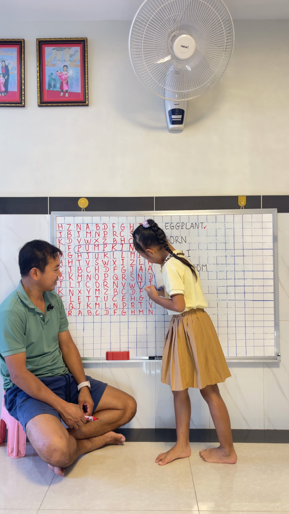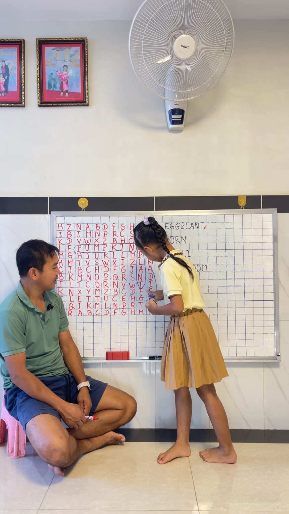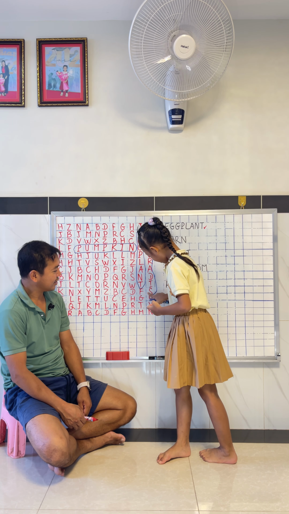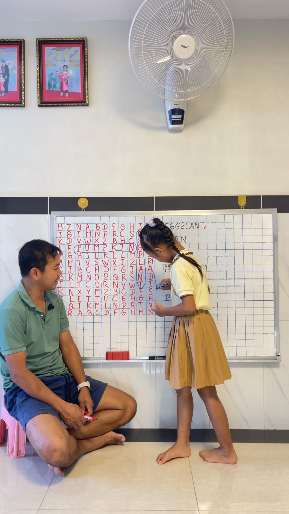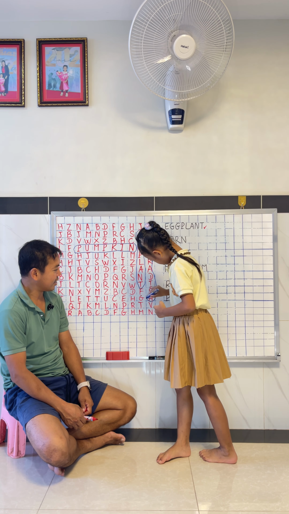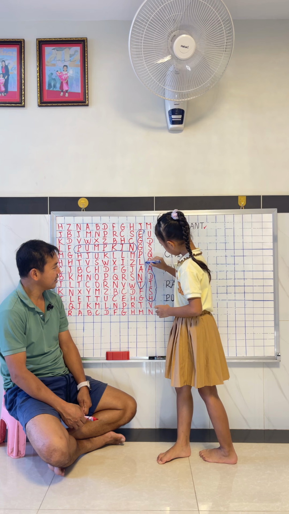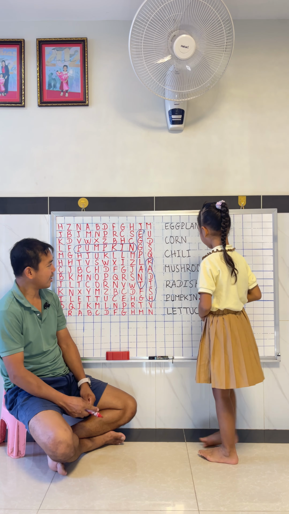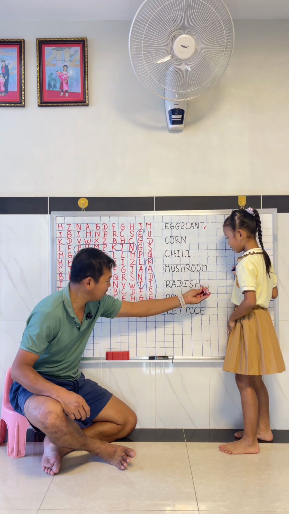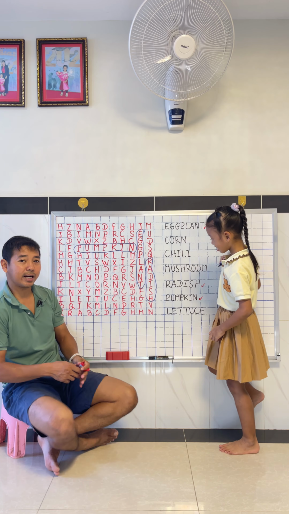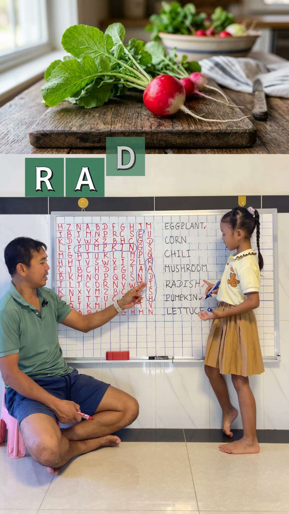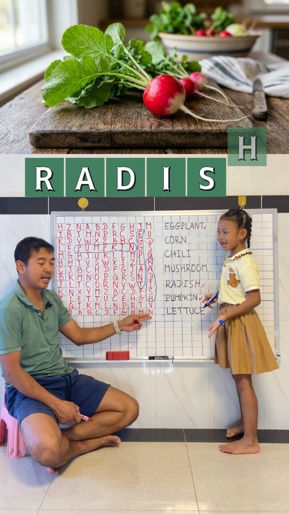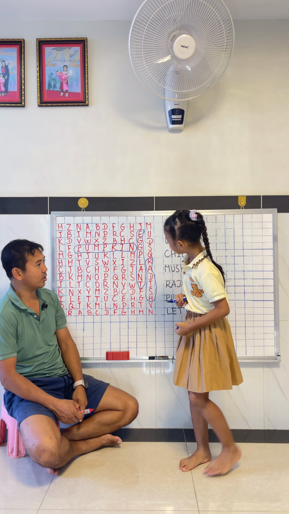And then the next, what do you see? Radish. Starts from letter R, finishes with letter H. Yeah, radish. So I circle it for you. And then spelling, ready again. R-A-D-I-S-H. And then next, what will you see?